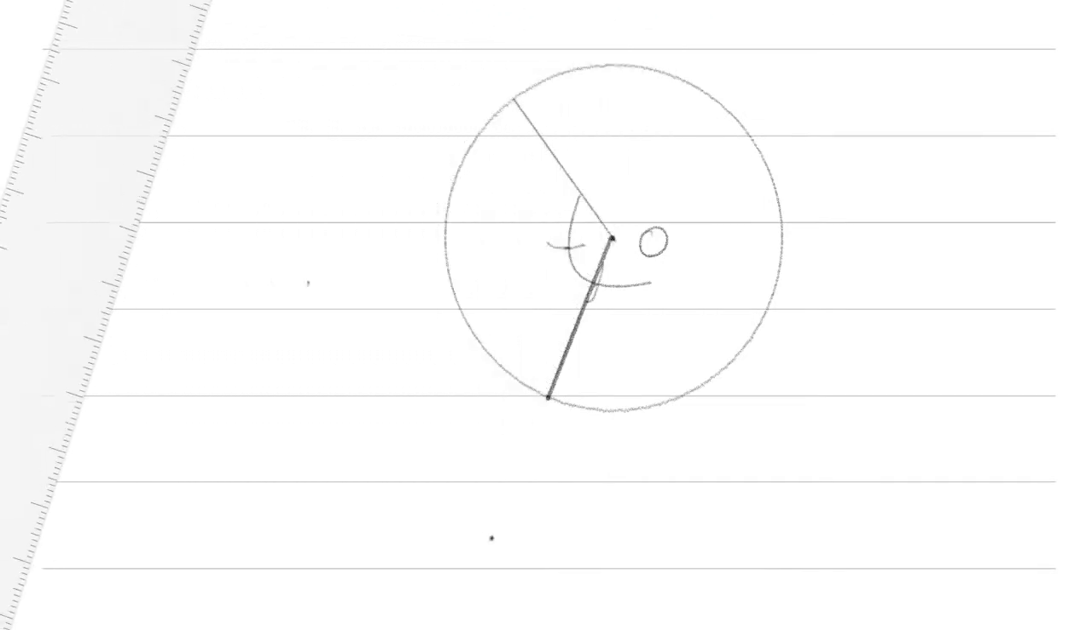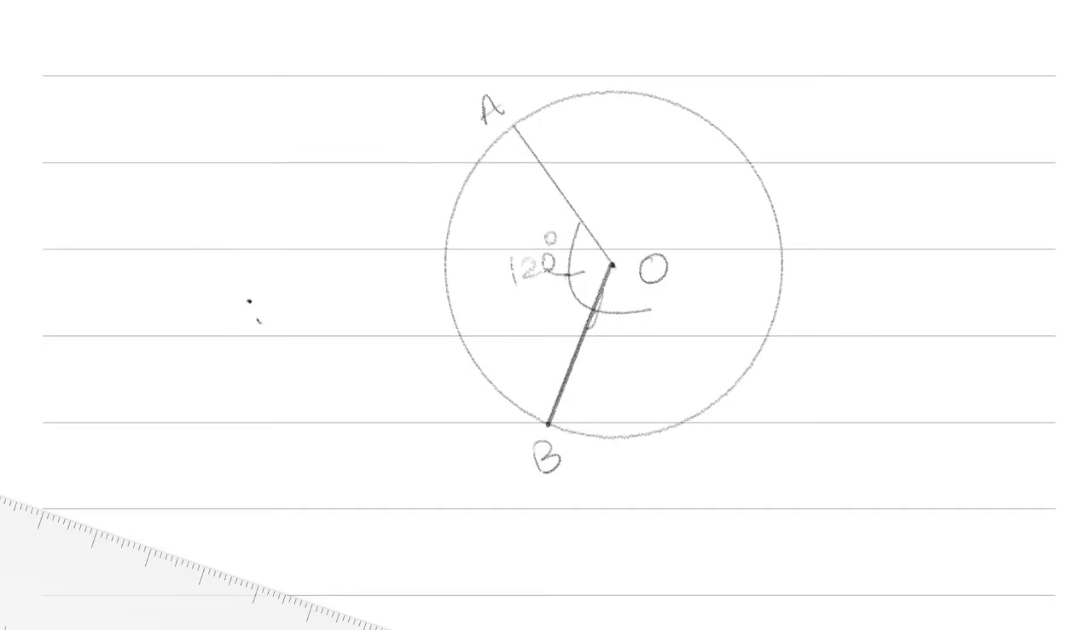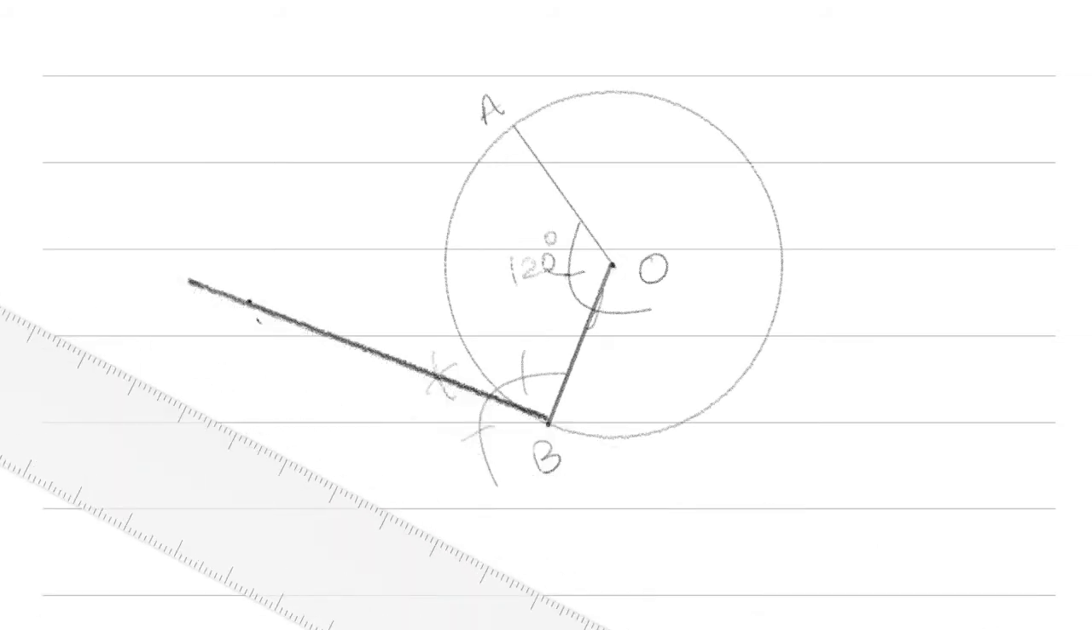So this angle is 120 degrees. Points A and B, we have to make perpendiculars at A and B. So from B, I'll make one arc, and with the same radius, I'm going to mark 60 degrees, 120 degrees, and then bisect this angle. So this is my one tangent.